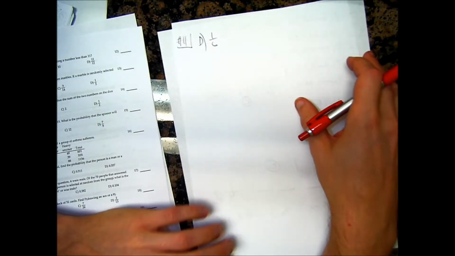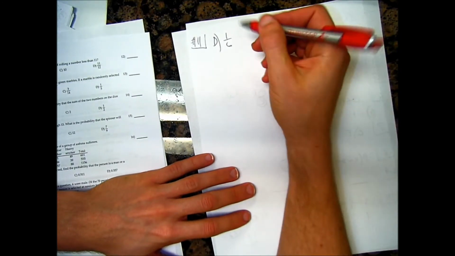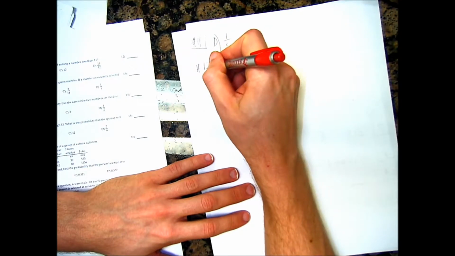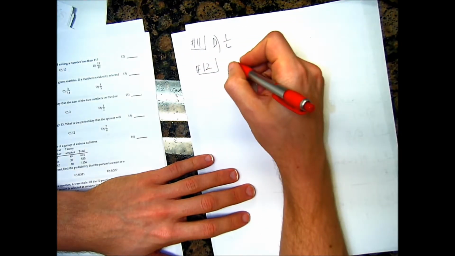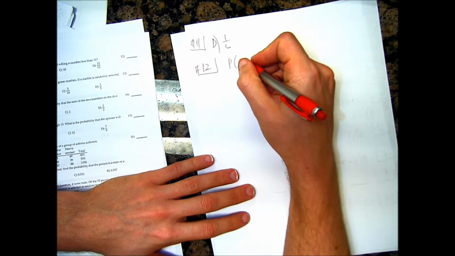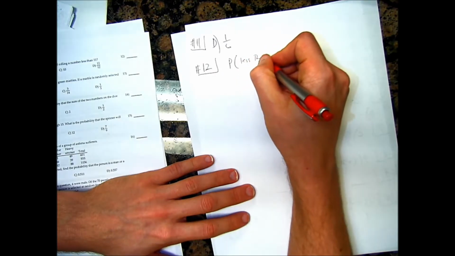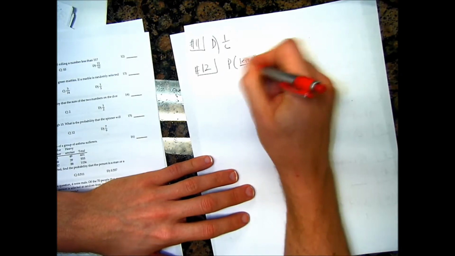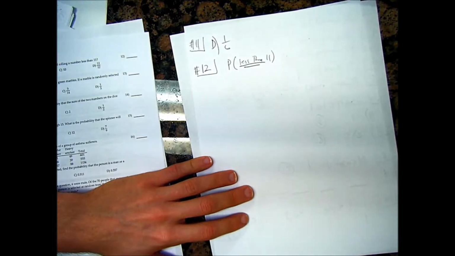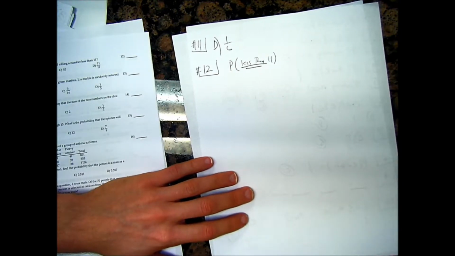A die with 12 sides is rolled. What is the probability of rolling a number less than 11? This is number 12. So you have 12 sides. They're all equally likely. The probability of less than 11. This is important. Not if it said less than or equal to, that would give me a different answer.